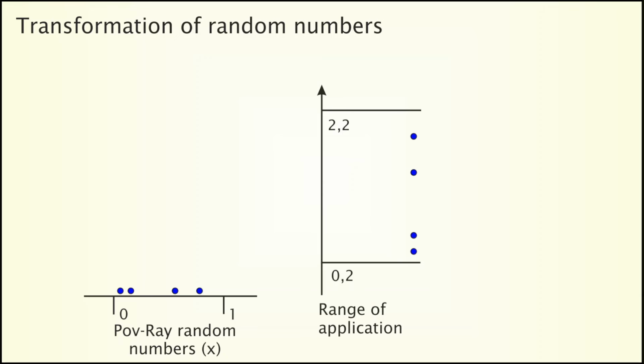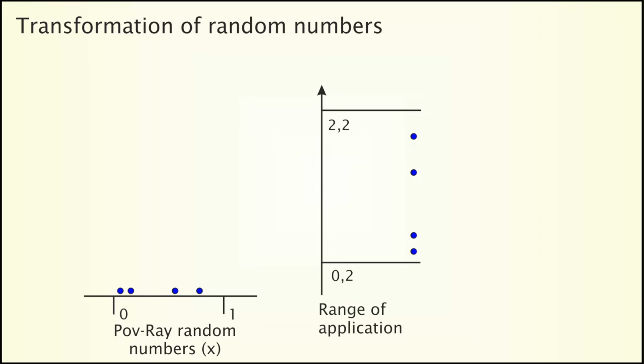First of all, Porphyry is producing random numbers between 0 and 1, and I think many other programs do it in a similar way. And I want to shortly discuss how it's possible to transform such random numbers. As a very simple case, just imagine you want these random numbers, but in another range of application. We have four numbers here produced by Porphyry, and we want to have them from 0.2 to 2.2, not from 0 to 1.